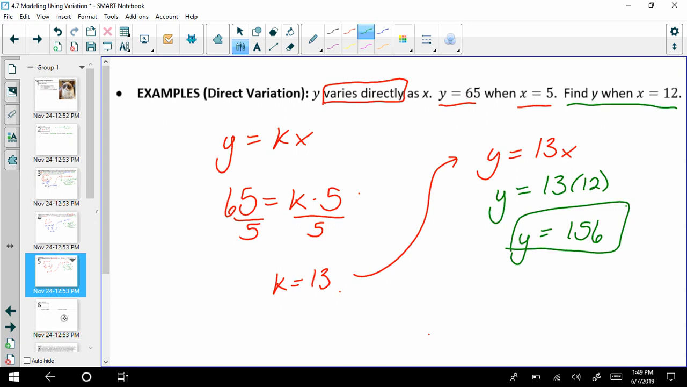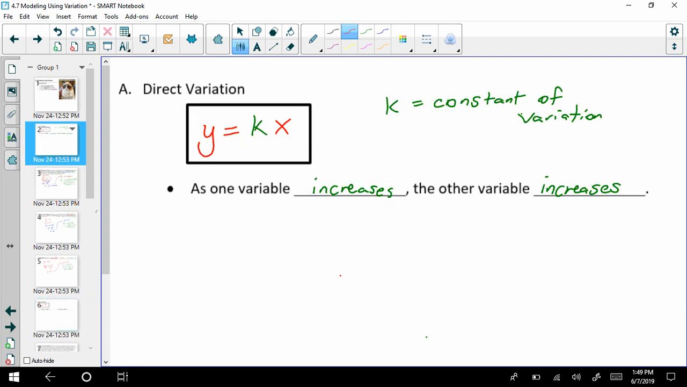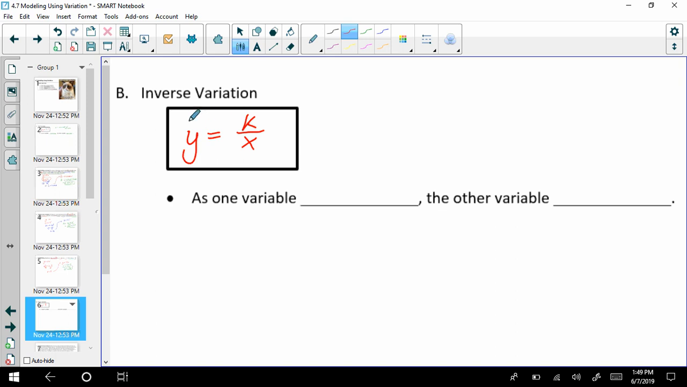All right, moving on. The next type of variation that we have is called inverse variation. And this is almost the exact opposite of direct variation. So if two things vary inversely, this will be their setup. So notice a way to kind of remember the difference between the two: with direct variation, see how x and y are directly across from each other? Inverse variation, it's like y is up top, but the x is on the bottom. They're not directly across from each other.